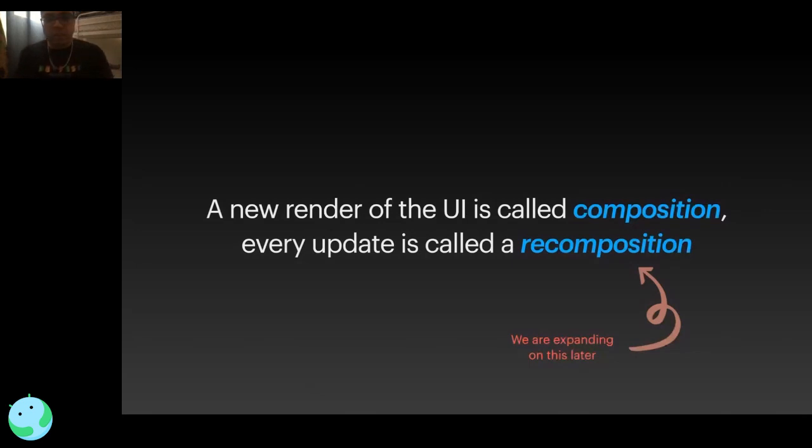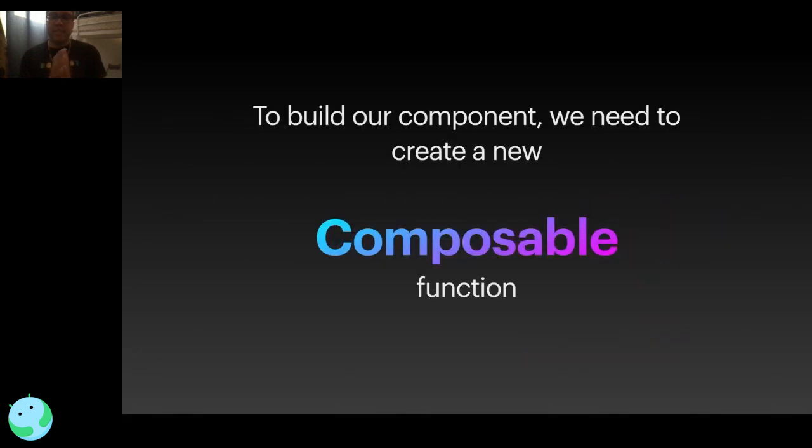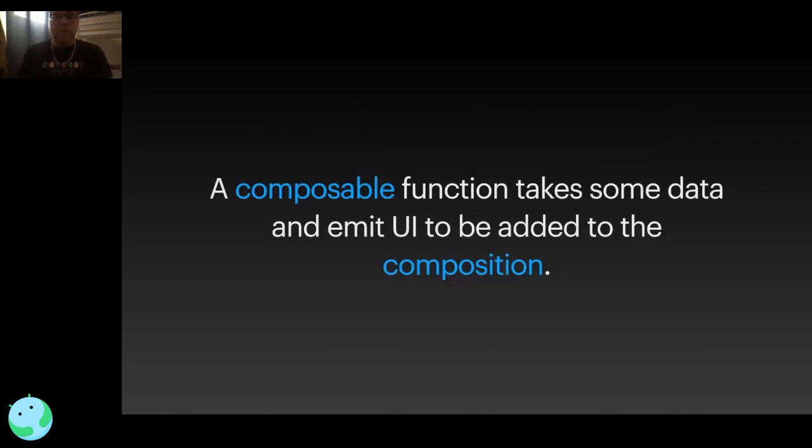To build our component, we need to create a new composable function. If you're new to Compose, you can think of a composable function as one or more views grouped, like one XML file grouped, that can be expressed as a composable function. I'll give a more visual example later. A composable function takes some data and emits UI to be added to the composition.